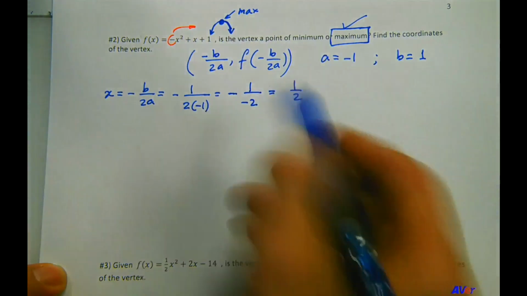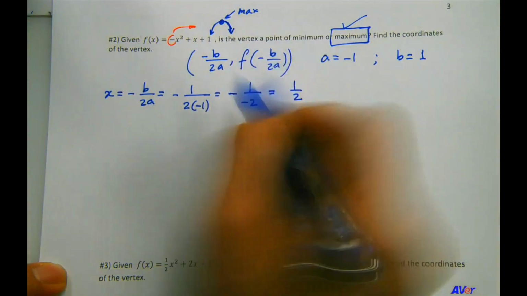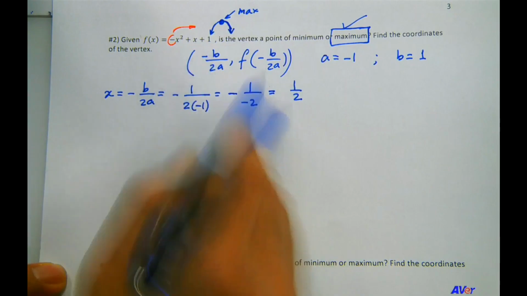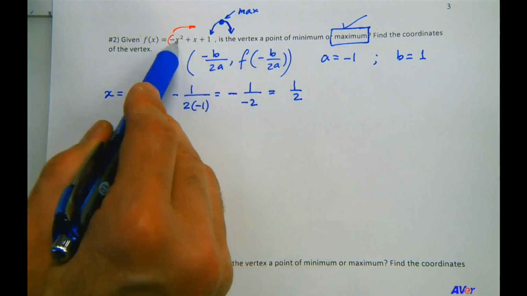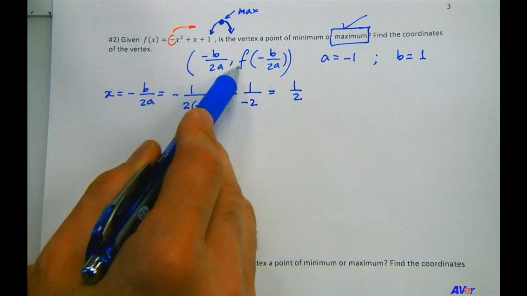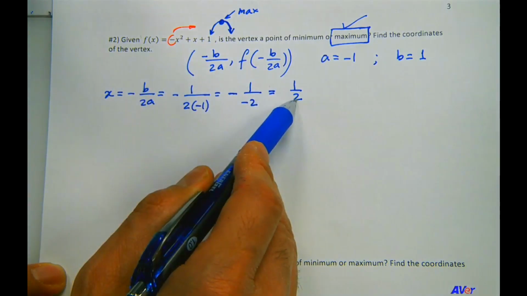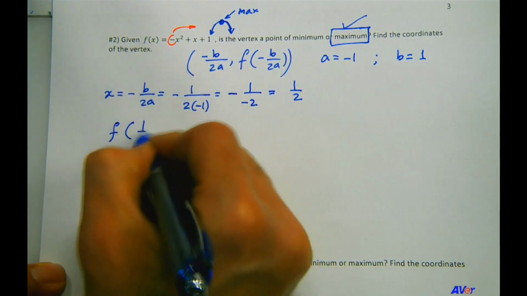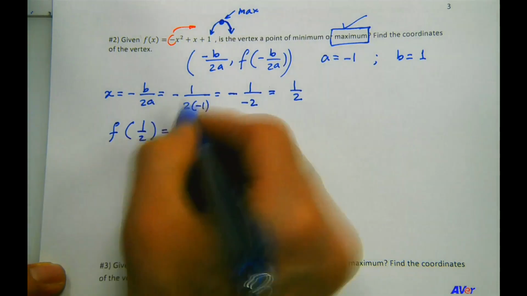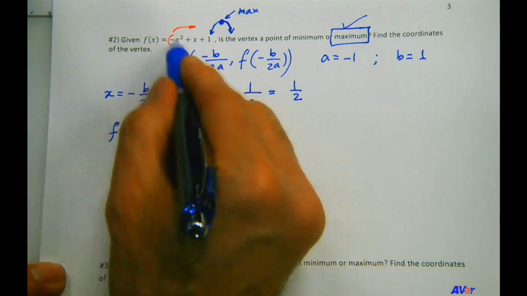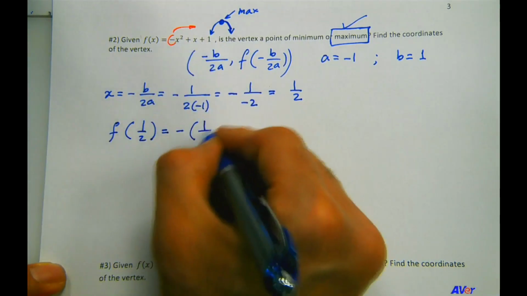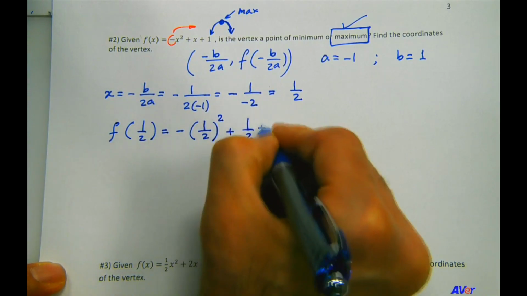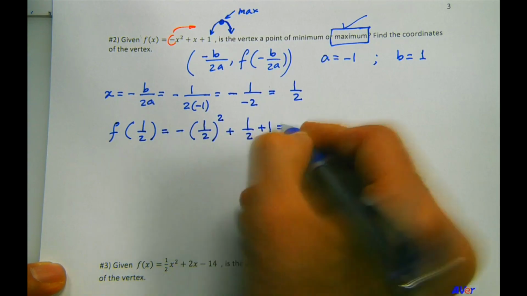Okay, so now how do we find the y component? Well, we take whatever -b over 2a was and replace in the x to find the function value at 1/2. Very easy, right? So the function at 1/2 is equal to minus, I'm just replacing x with 1/2, minus 1/2 squared plus 1/2 plus 1, right? What do we end up with?